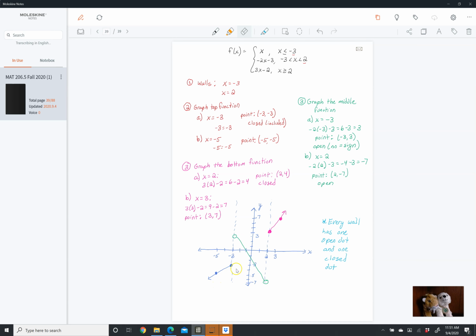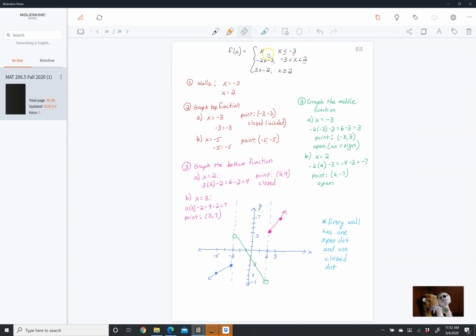We have a line in every single section. You should see a line in every section. Most likely they will not be connected. It's not impossible that they are. Okay. The arrows face away from the walls. The middle function has no arrows because it's running between two walls.